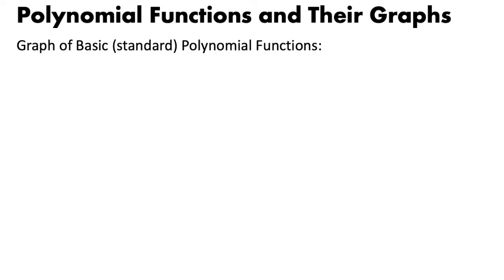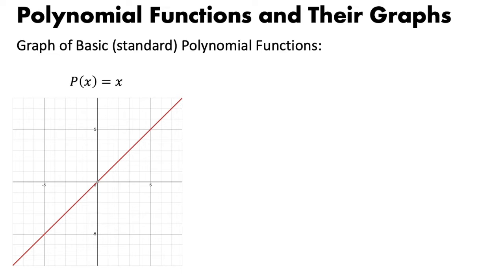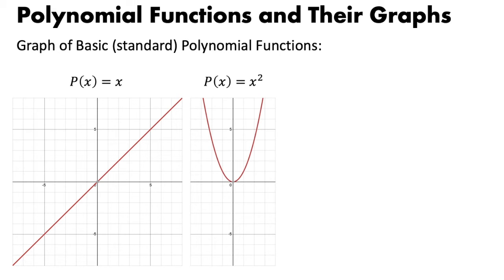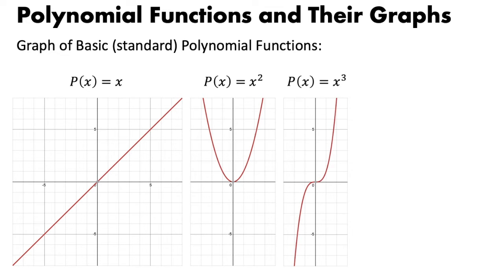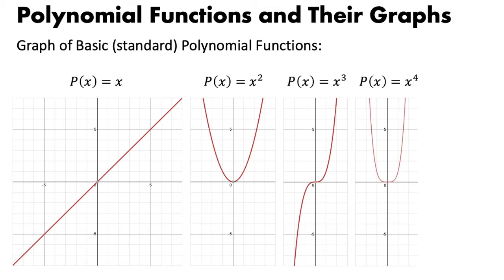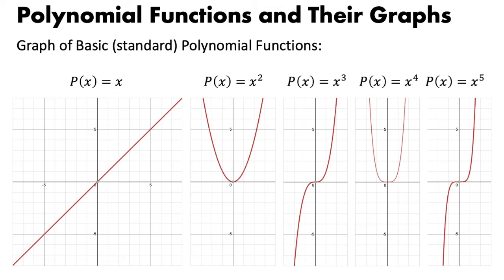Here are the graphs of some basic polynomial functions. P of x equals x is a straight line going through the origin with the slope of 1. P of x equals x squared, which is a parabola opening upward. P of x equals x cubed. P of x equals x to the 4th. And p of x equals x to the 5th. So using these basic graphs, we can use transformation to graph any of the polynomials of this standard form.